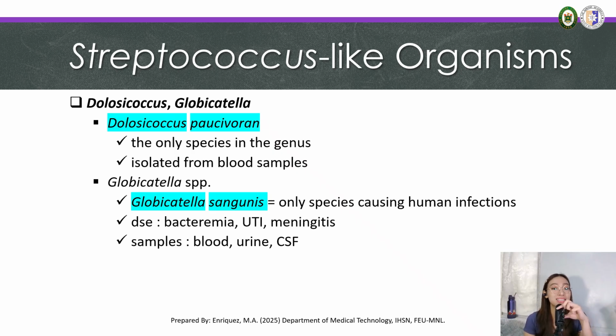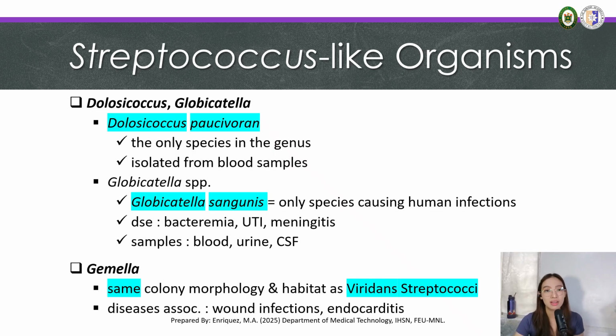Next, for Globicatella species, we have right here Globicatella sanguinis. All right, so this is the only species capable of causing human infections. Ulitin natin, there may be other Globicatella species. It's just that Globicatella sanguinis, ito lang yung na-associate with human infections. So diseases associated would include bacteremia, UTI, meningitis. So listed here are the samples that we could collect in cases of these types of infections.